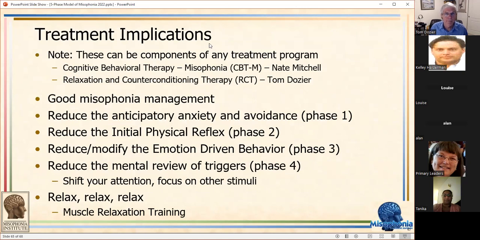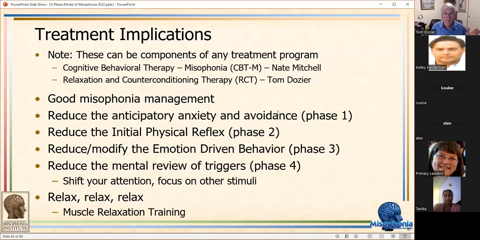Treatment implications. This model can be a component of any treatment program. So Nate Mitchell is a psychologist, and he provides cognitive behavioral therapy, misophonia, CBT-M, and he will cover a broader area of other things that are causing difficulty for the person. I am a behaviorist. I call mine relaxation and counterconditioning therapy, RCT. I work primarily on the things that I've talked about here. So I don't work on PTSD at the same time, or specifically on general anxiety disorder at the same time.